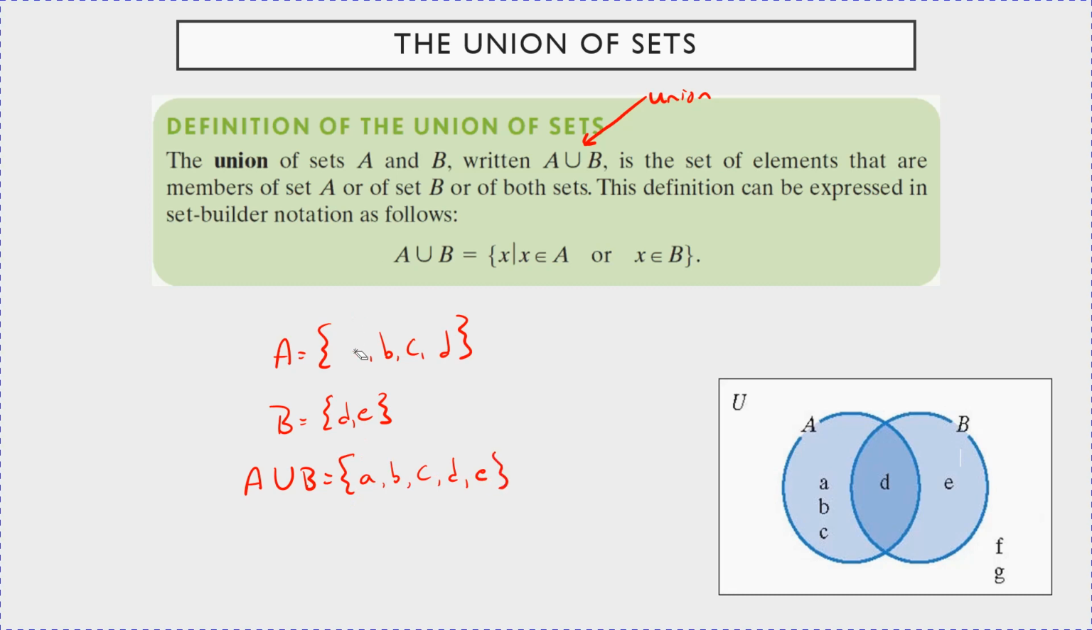I wrote this as a capital here by accident. But yeah, just think about it as you're pushing the sets together. If they both have the element D, you're only going to write the element once. So the union, think of it as combining the sets. And just remember, only write common elements once.